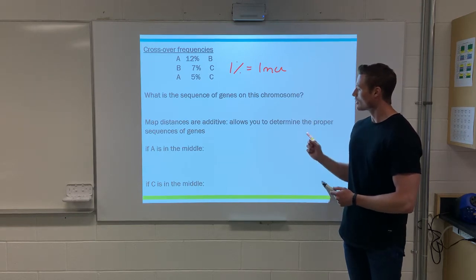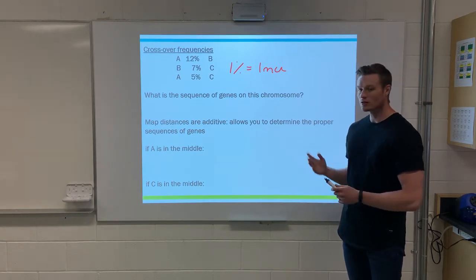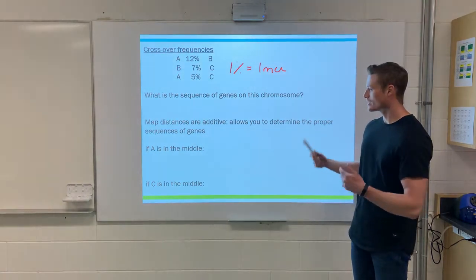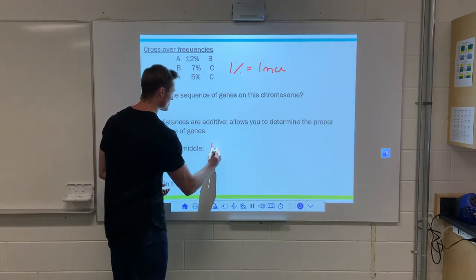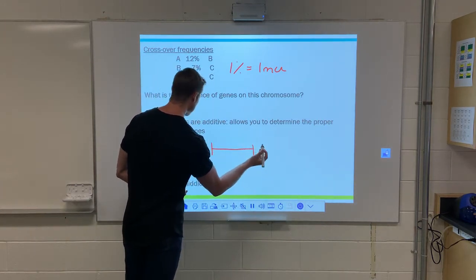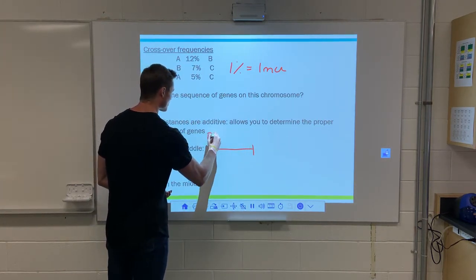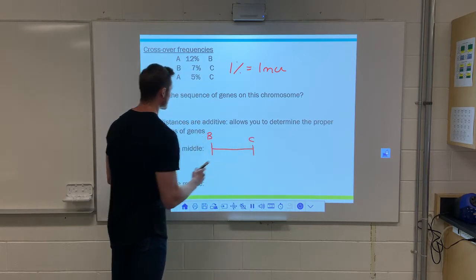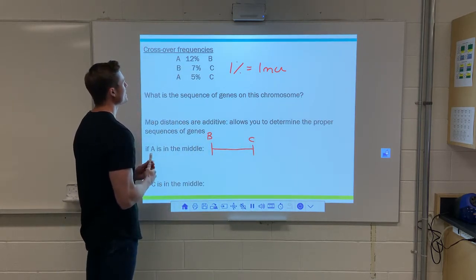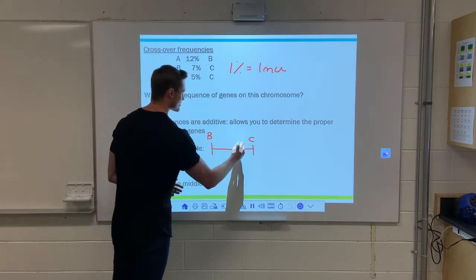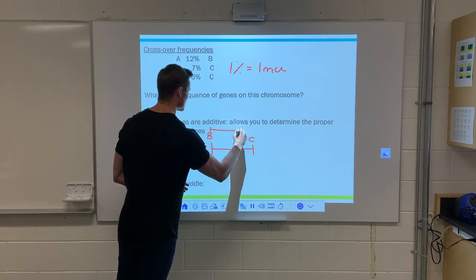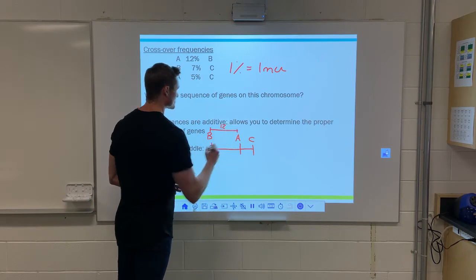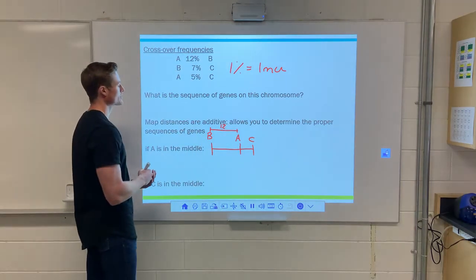So how do we draw this chromosome map? Well, there's a few ways to go about it. Let's say A is in the middle of our chromosome map. So here's our chromosome map here. A is going to be in the middle, so I'm going to put B and C on the outsides. Now, the distance from A to B is 12%. So that means A would be about there. So we're going to have 12 here. I like to always write the numbers in so we can check to make sure everything's correct.